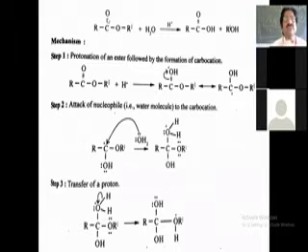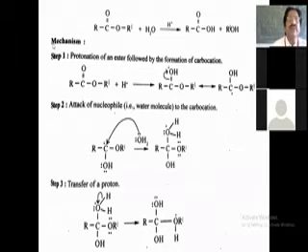Now you can see this is the ester in general. In the presence of water and the acid, that's H plus, it gives the carboxylic acid and alcohol. So the esters, in the presence of the acid, that is H plus, give you the acid and the alcohol.